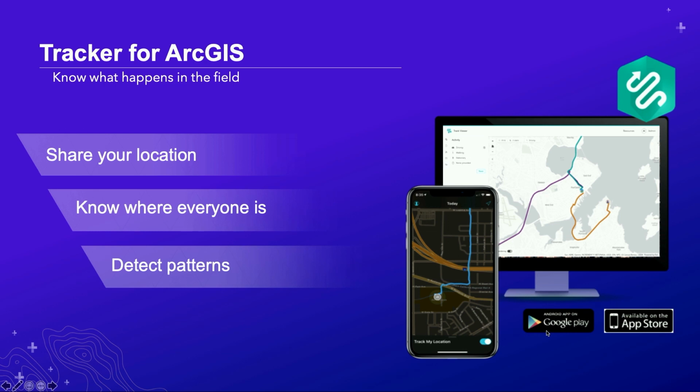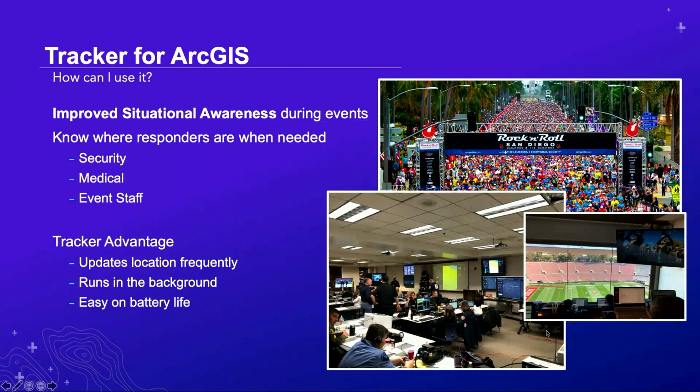Now, when we were envisioning Tracker for ArcGIS, we walked through a number of use cases for it, and I wanted to do that with you here as well. So one of the key ways that Tracker for ArcGIS is being utilized today is to improve situational awareness during events. We can see where responders are when they're needed, like security staff, like medical staff, or event staff.